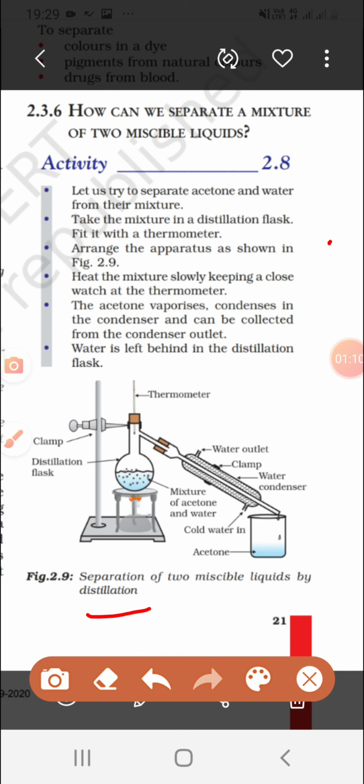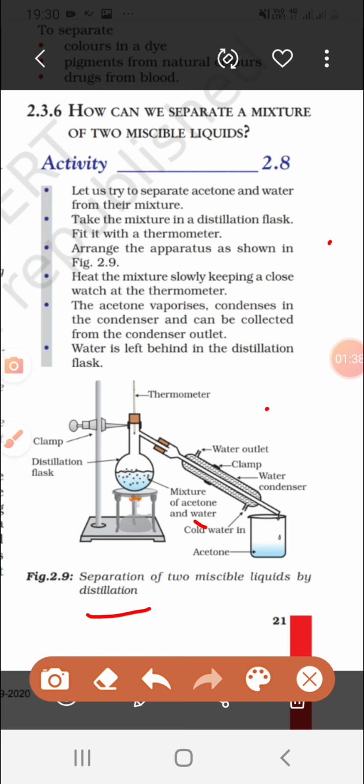For this, first of all, we will take a distillation flask. This is a distillation flask. We will put the mixture of acetone and water in it. Now, acetone and water is an example of miscible liquids. The boiling point of acetone is 56 degrees Celsius and of water it is 100 degrees Celsius. We know this very well. So we will take this mixture into this distillation flask.